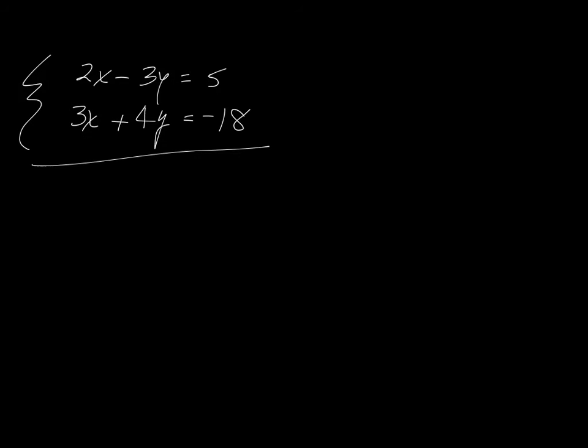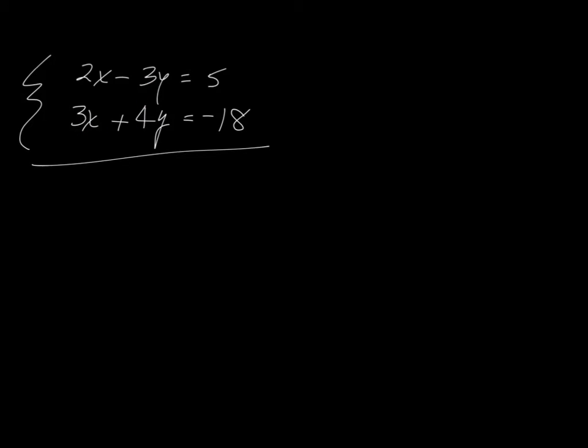2x minus 3y equals 5. 3x plus 4y equals negative 18. Alright, when you look at these, you'll notice that you can't add these together and get rid of one of the variables. Here you're going to get a 5x, here you're going to get a 1y. You've got to have these cancel, which means you're going to have to either make the numbers in front of the x's the same or the numbers in front of the y's the same.